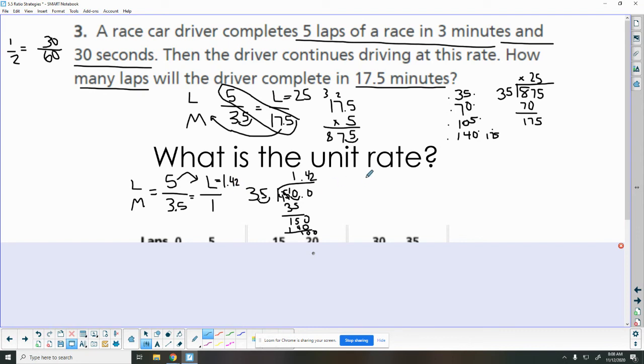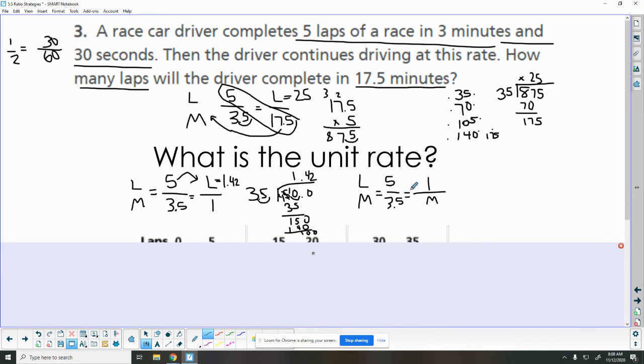We can also do this the other way, and let's see if that's maybe a little bit of a nicer number. So I want to know how many minutes per lap. So I know it's 5 to 3.5. And now I want to know how many minutes it takes per 1 lap. So we just flip this here. So I know every minute they can do about a lap and a half.